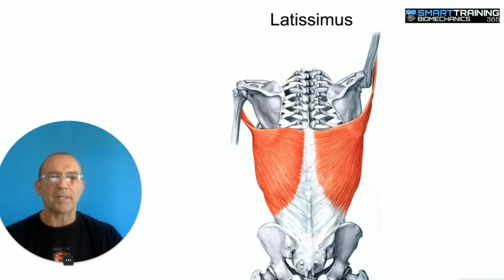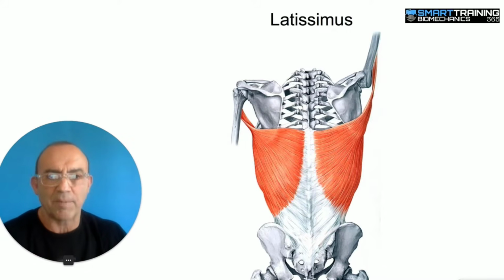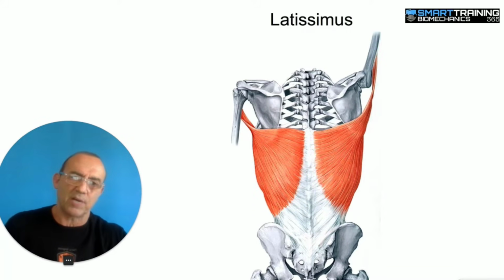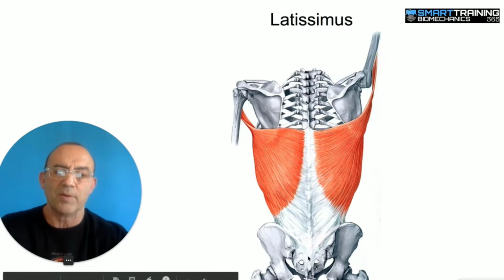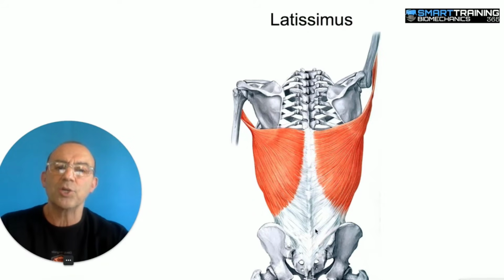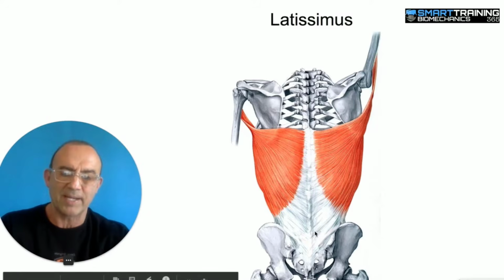Okay, now let's talk about the back. The first muscle we'll talk about is the latissimus, right? So you can see it right there. You can see that it starts a little higher than mid-back, and it goes all the way down to the tailbone and beyond the tailbone. Actually, down to the tailbone. But it's the lowest 2/3 of your spine, right?